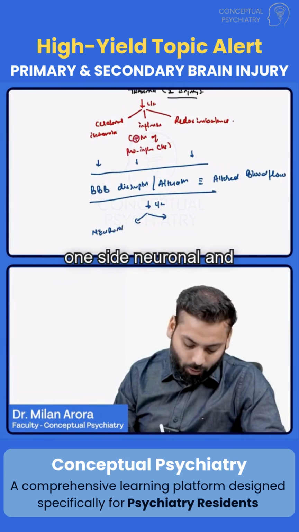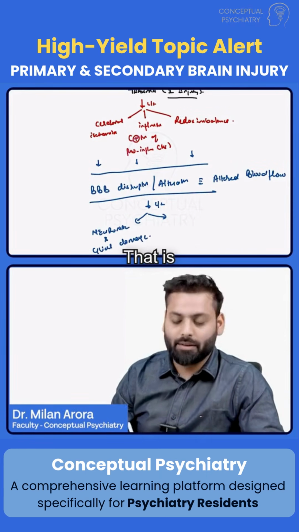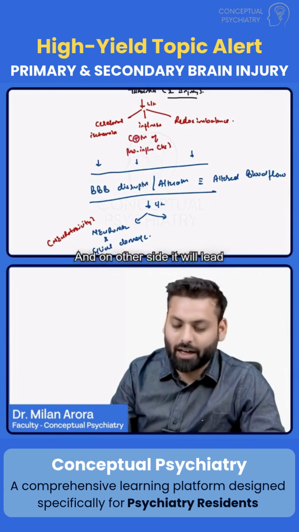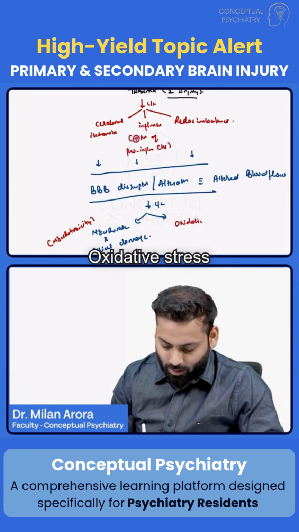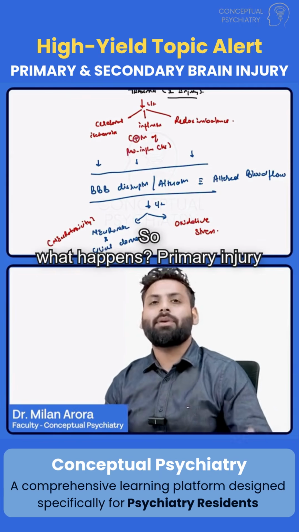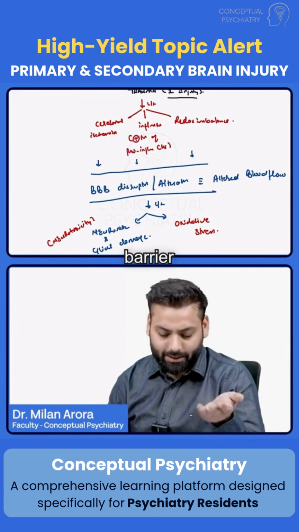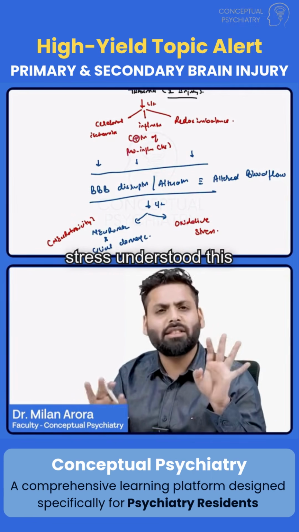one side neuronal and glial damage. That is, on one side it will lead to neurotoxicity, and on the other side it will lead to oxidative stress. Oxidative stress. So what happens? Primary injury leads to disruption of the blood brain barrier, then it leads to neurotoxicity and oxidative stress. Understood? This is basic.